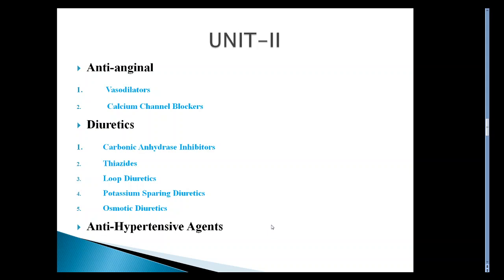We will study anti-anginal agents briefly: what are vasodilators, what is the mode of action of particular vasodilator anti-anginal agents, and what is the mode of action of particular calcium channel blockers. Apart from that, we will discuss diuretic agents, their subclasses and different derivatives, for example, thiazide derivatives, loop diuretic derivatives, potassium sparing diuretics, osmotic diuretics, and carbonic anhydrase inhibitors, in the diuretics part of Unit 2.